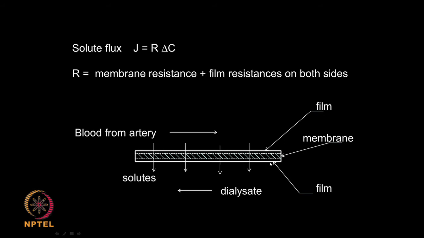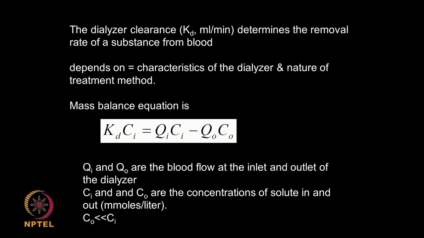Now, you can have films on both sides: a film resistance on the blood side as well as a film resistance on the dialysate side, both are possible. So, they all contribute to the R, that is the constant, the membrane resistance plus these film resistances on both sides. So, delta C is the driving force. Generally it takes hours, especially if a patient is undergoing dialysis.